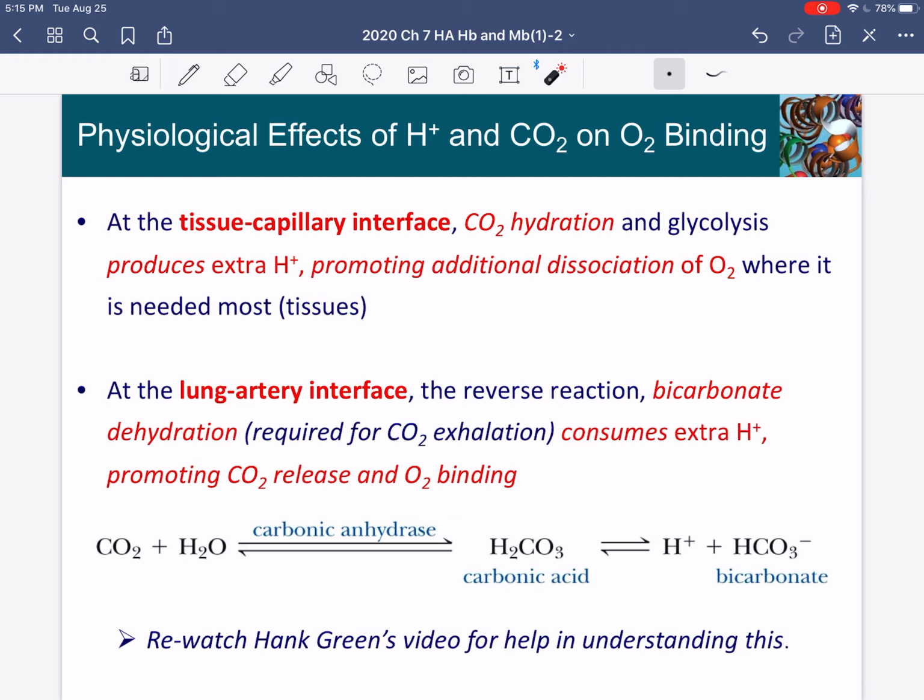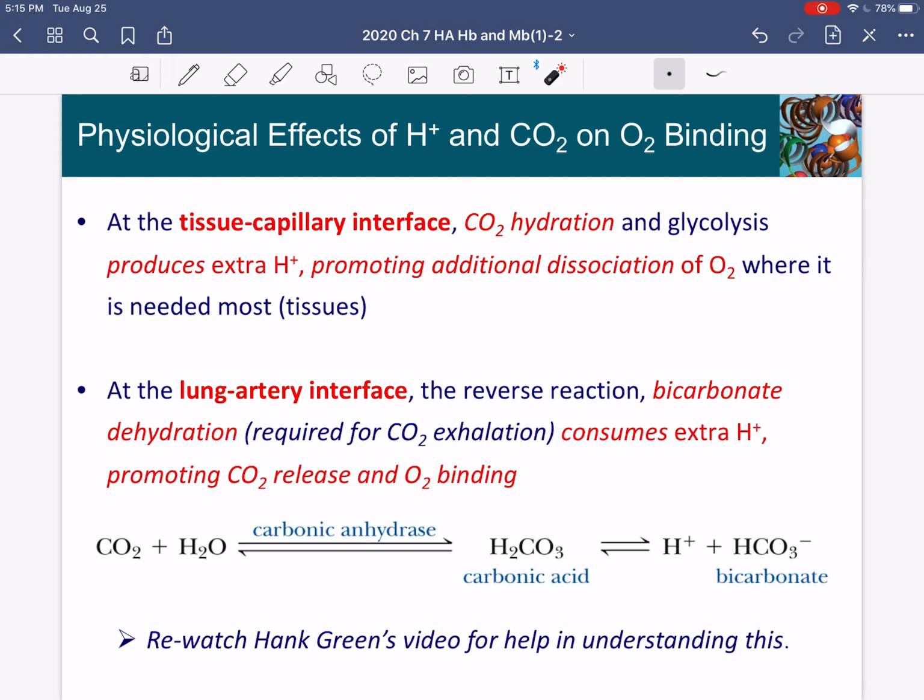Okay, so here's what's going on in the Bohr effect. You'll need to learn this slide. At the tissue capillary interface, where the partial pressure of oxygen is lower, you have a hydrated carbon dioxide, which is being produced from glycolysis, and it's the citric acid cycle that's giving you all of these carbon dioxides. And the hydration of carbon dioxide produces an extra proton, which has an allosteric effect, increasing the dissociation of oxygen right where it's needed most, in metabolically active tissues.